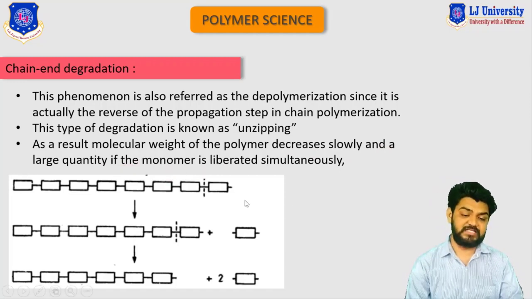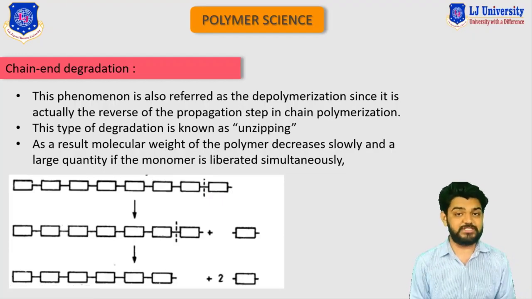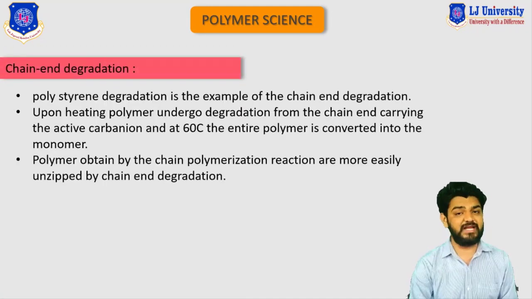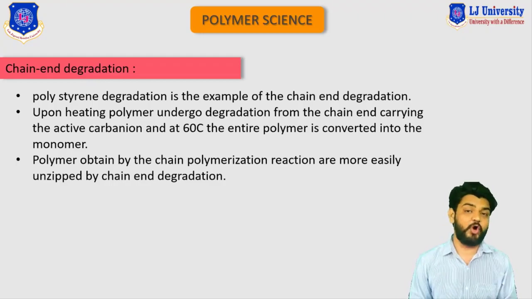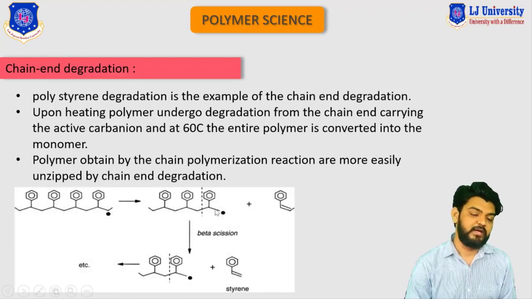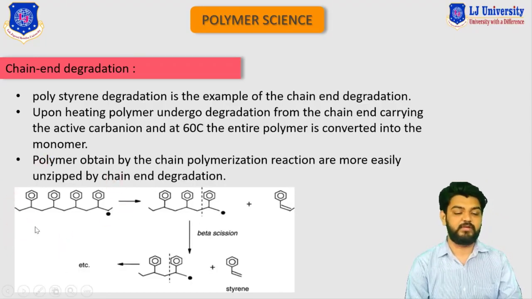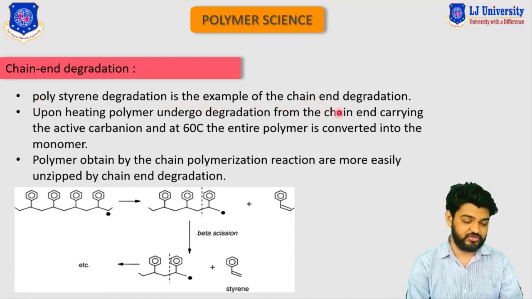As we have already seen in this image, this particular monomer is now liberated, and if we continue this degradation process, the number of monomers released will keep increasing. Now let's understand the same thing, the chain end degradation process, with the example of polystyrene. Here in this image you can see that we have the polystyrene monomer and the polystyrene polymer. This polystyrene degradation is an example of the chain end degradation process.